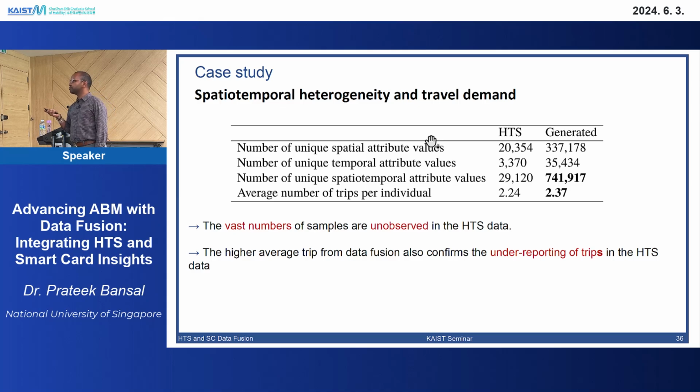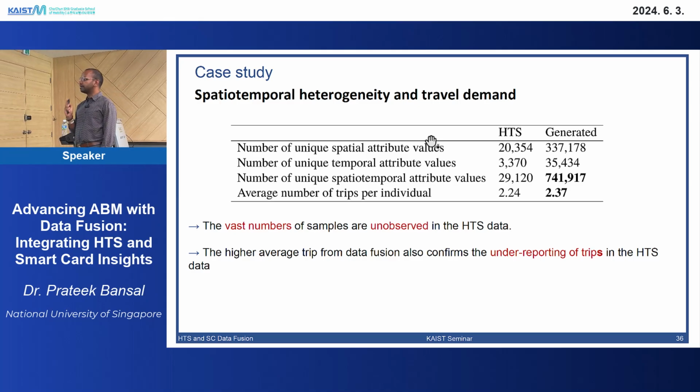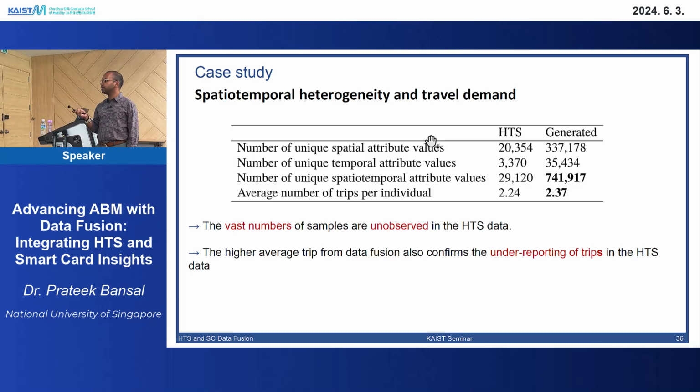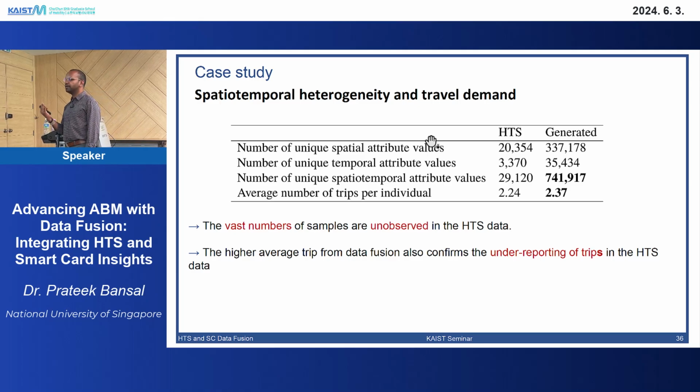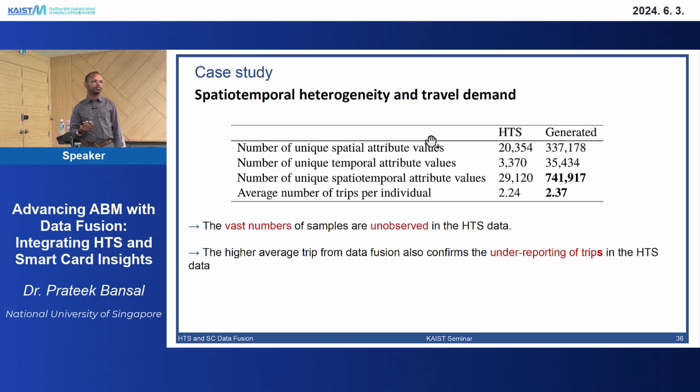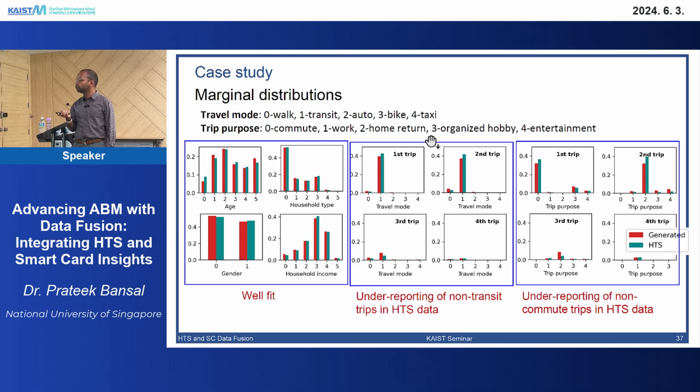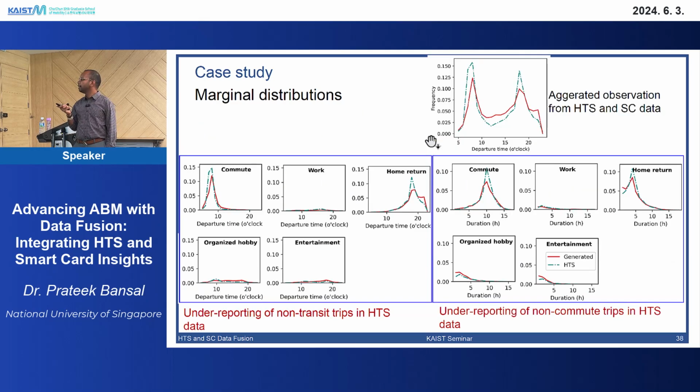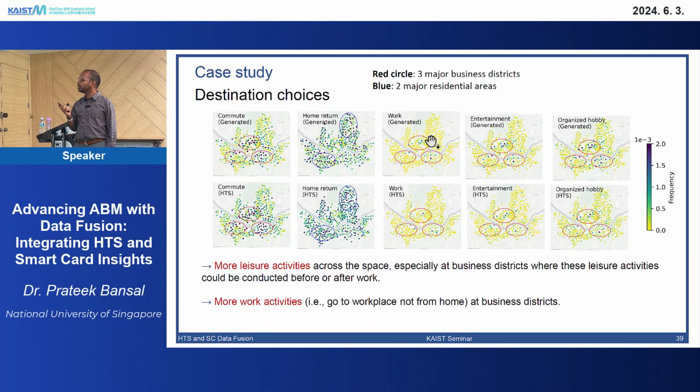And we also see something interesting: the number of trips per individual that we generated is much higher. The reason is we have many underreporting trips in the household travel survey data sets, non-commute trips, which we are able to identify in this data fusion. So I think I'll just focus on the main results.